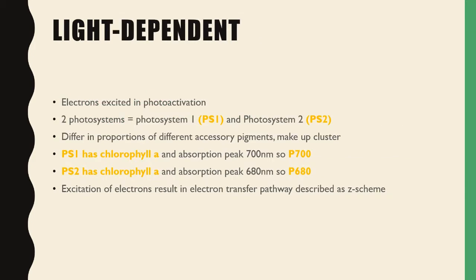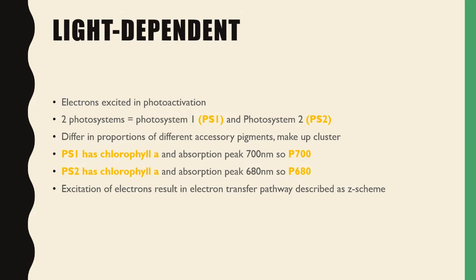So in the light dependent reaction, electrons will be excited in a process called photoactivation. That's quite important. There are two photosystems that take place in the light dependent stage. Usually for every cell you have your two photosystems: photosystem 1 and photosystem 2. We're just going to call them PS1 and PS2. They differ in the proportions of different accessory pigments that make up the cluster in the antenna complex.